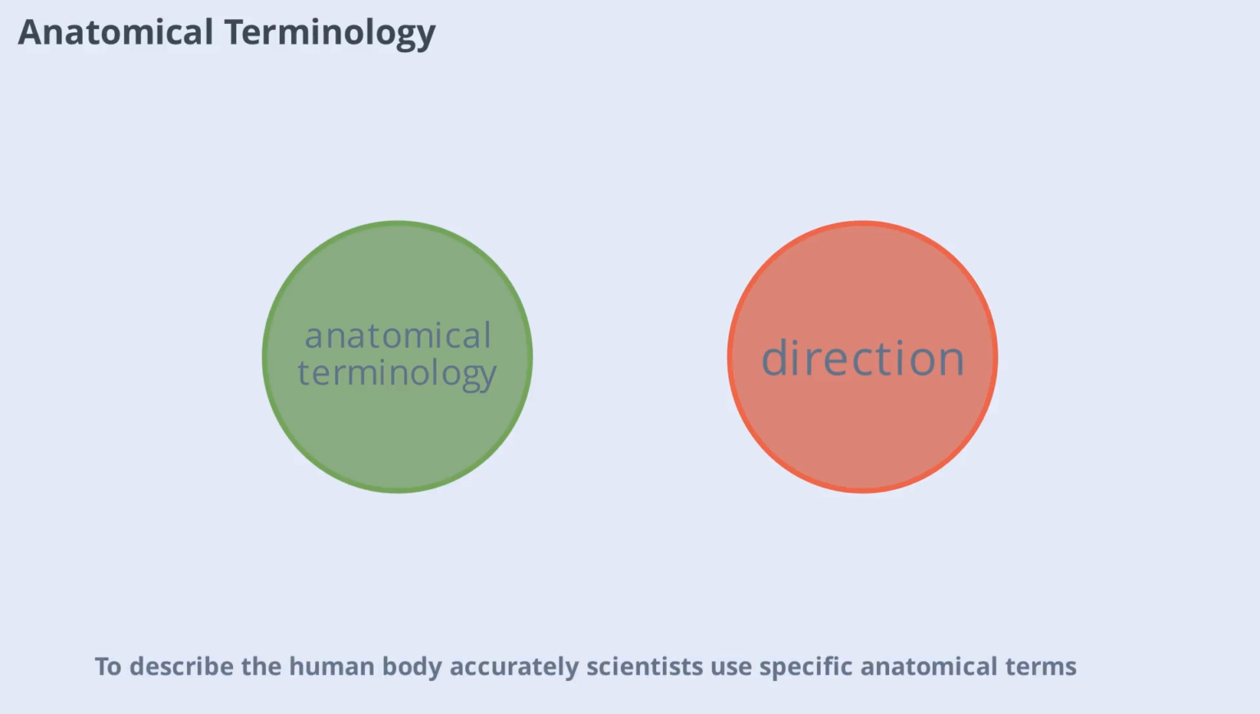To describe the human body accurately, scientists use specific anatomical terms. These terms help identify locations, directions, and relationships between structures. For example, anterior means front, posterior means back, and lateral means to the side. Learning this terminology is essential for understanding anatomy and communicating effectively in medical settings.